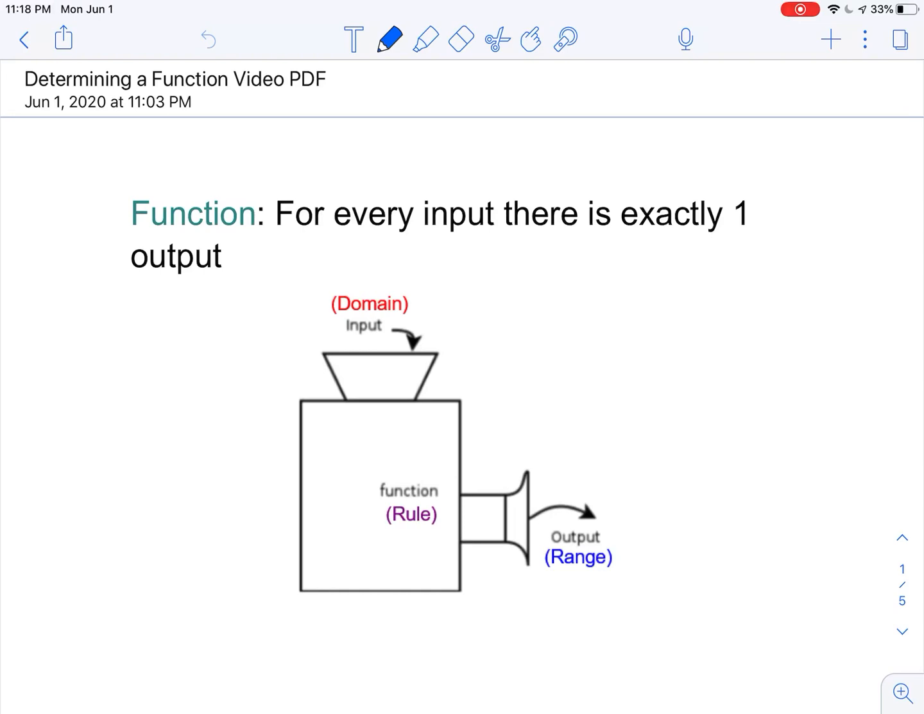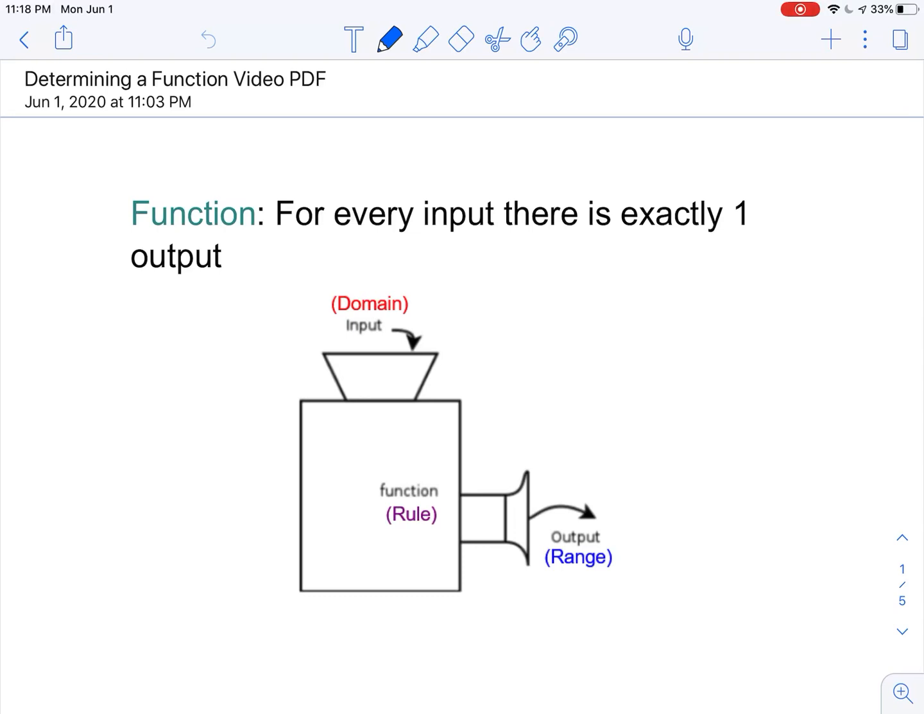Hey guys, welcome to my video on determining whether something is a function or not. Today we're going to go through the different formats it could be represented to you in and how to decipher whether it is a function or is not a function. To do this, we first need to recap what it means to be a function.